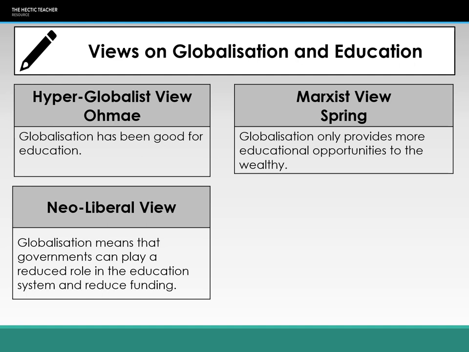We then get the neoliberal view, and these state that globalization means that governments can play a reduced role in the education system, and this links into the idea of global transnational companies coming in and taking on education systems. It means that they can reduce funding. Oh, you don't need as much money because you can do it online. So you don't need buildings, you can do it online. That sort of situation, when in fact, it could be argued as a counter to the neoliberal view, that globalization has meant there needs to be an increase in funding because of the increased risks, the digital divide.